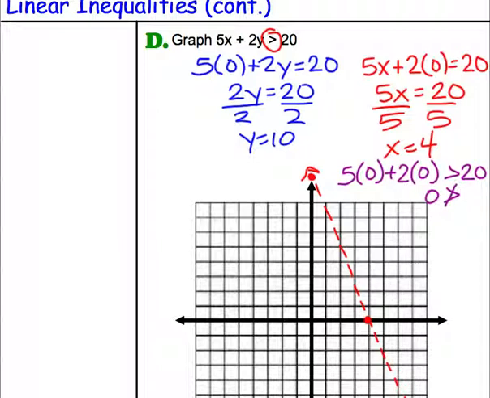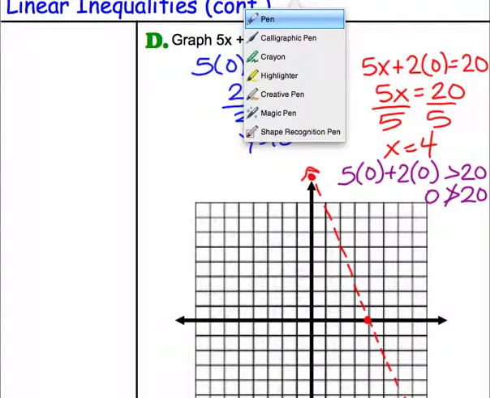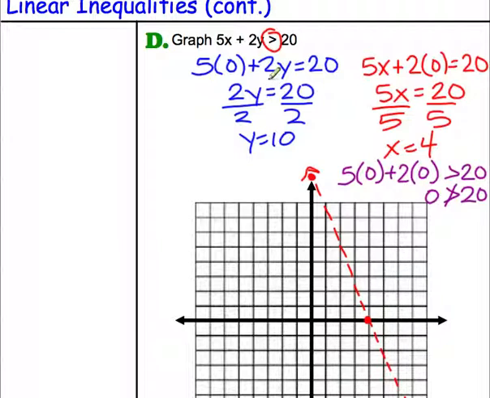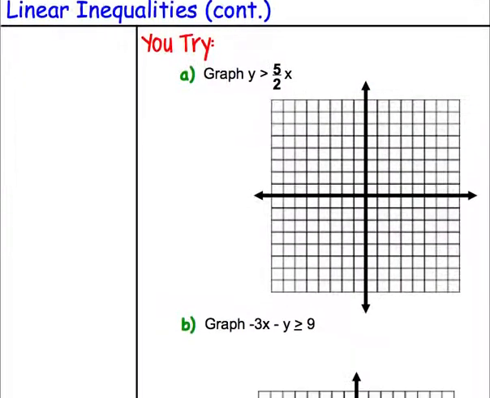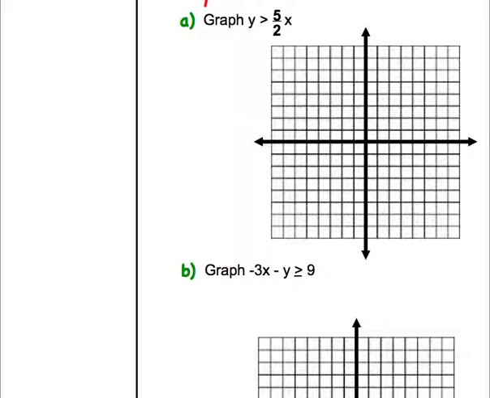0 is not greater than 20, so we know we grabbed the wrong end to shade. We're going to shade on the other side of the line. Glad we had an opportunity to see that. So that would be over here. Now you can go ahead and try these 2 U-try problems and bring them to class with you tomorrow.